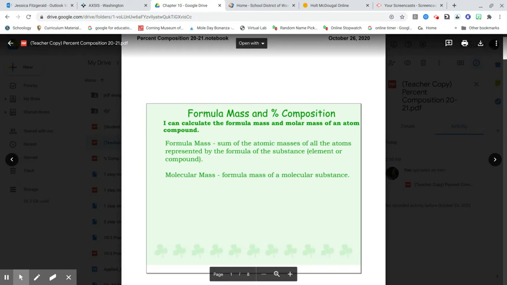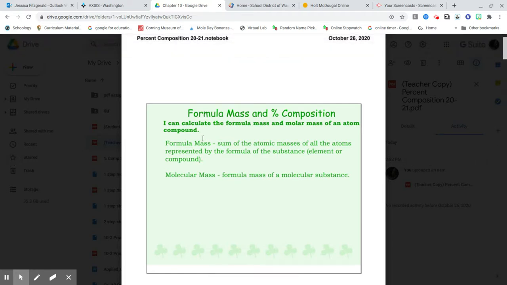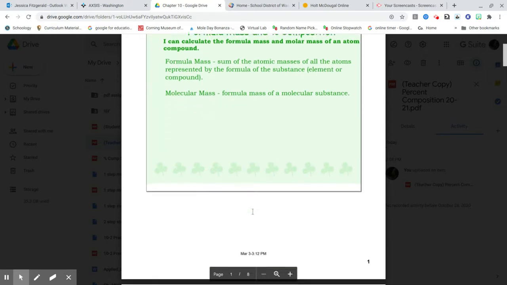So, to do this for either problem, you need to make sure that you understand what formula mass, molecular mass, or molar mass is. And remember, this is where you're going to use your periodic table and calculate the total mass of all of your elements that make up your compound. Formula mass is just working with an ionic compound, molecular mass is working with a covalently bonded compound or a molecule.